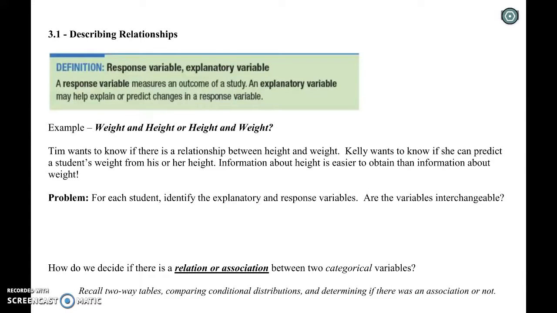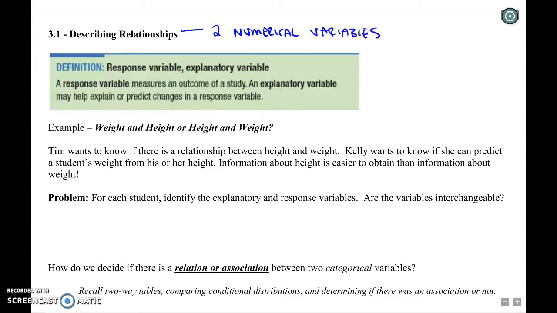Chapter 3, Section 3.1 talks about describing relationships, namely relationships between two numerical variables. That's kind of the focus in this chapter. So first, let's start with some definitions. We've actually already covered these, so I don't want to spend a whole lot of time on them.